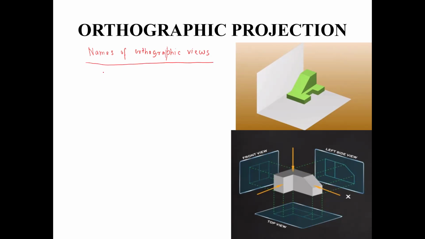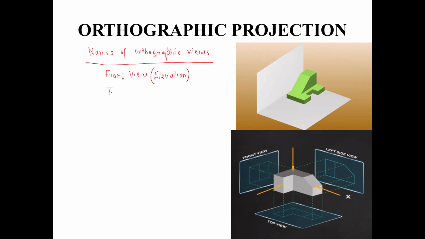So there can be 4 types of orthographic views. One of them is called the front view. From the name itself, you can understand that this is the view of the object which is obtained when the observer is assumed to be looking at the object from the front of the object. The front view of the object is also called by the name elevation. Elevation is an alternative name of the front view.